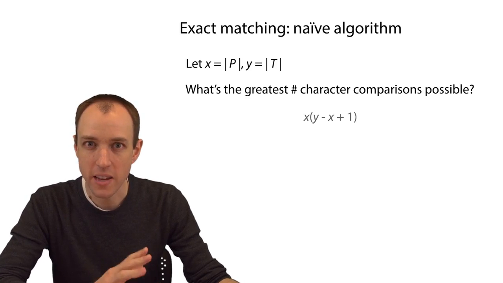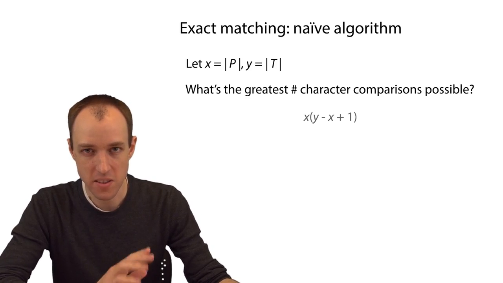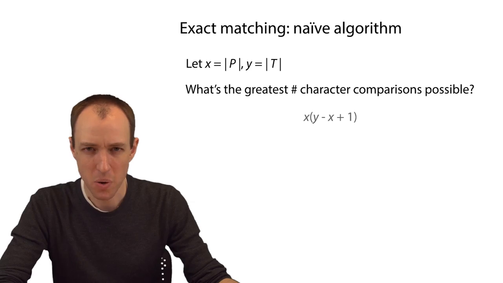This is a kind of worst case analysis, right? This case seems awfully bad. But when would it actually happen? When would this sort of situation happen?